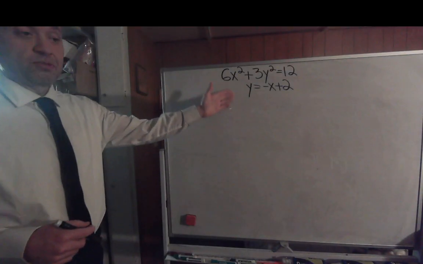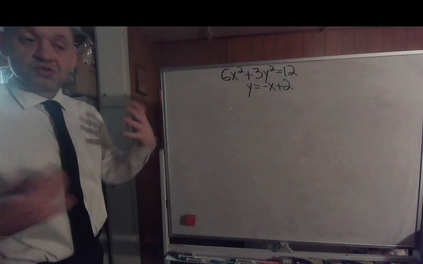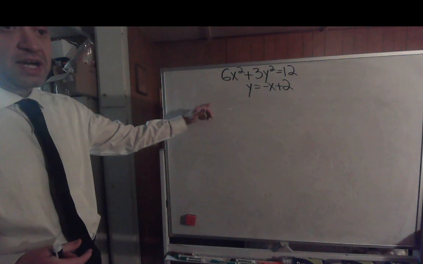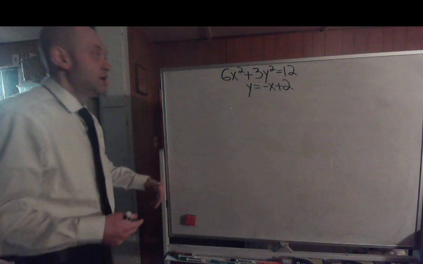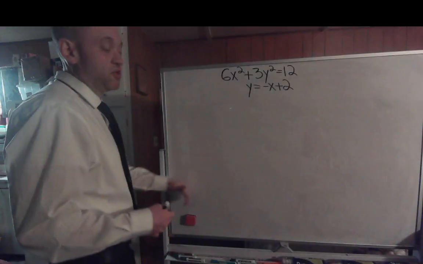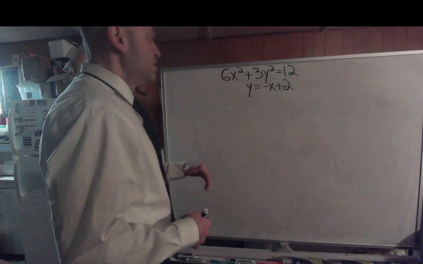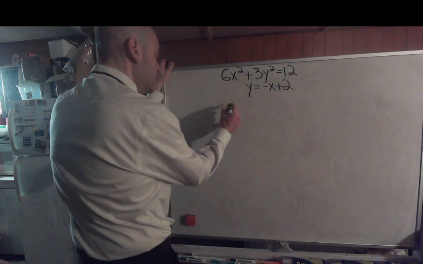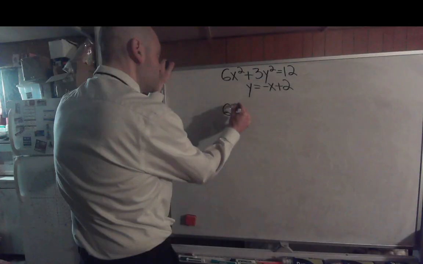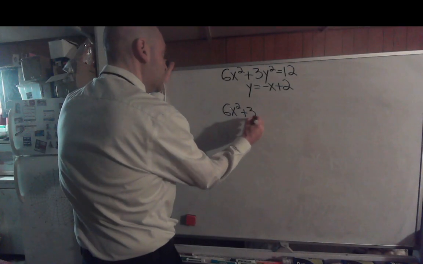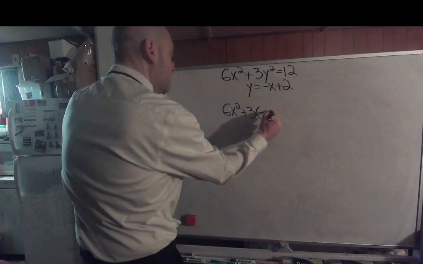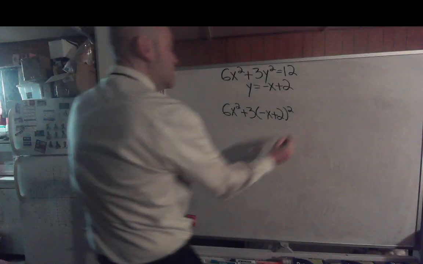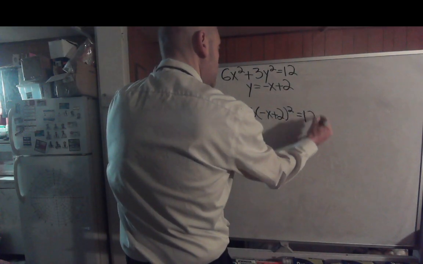Again, this will largely be solved by substitution, and most of these are, but every once in a while, if you have a parabola and a line, you can use elimination. But the rest of these are always solved by substitution. So substitute that negative x plus 2 in for y. So you'll take 6x squared plus 3 times (negative x plus 2) quantity squared is equal to 12.